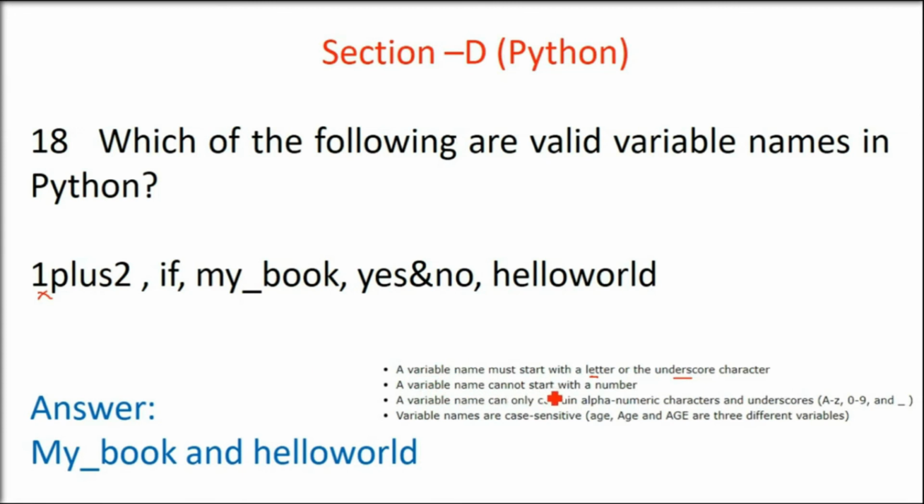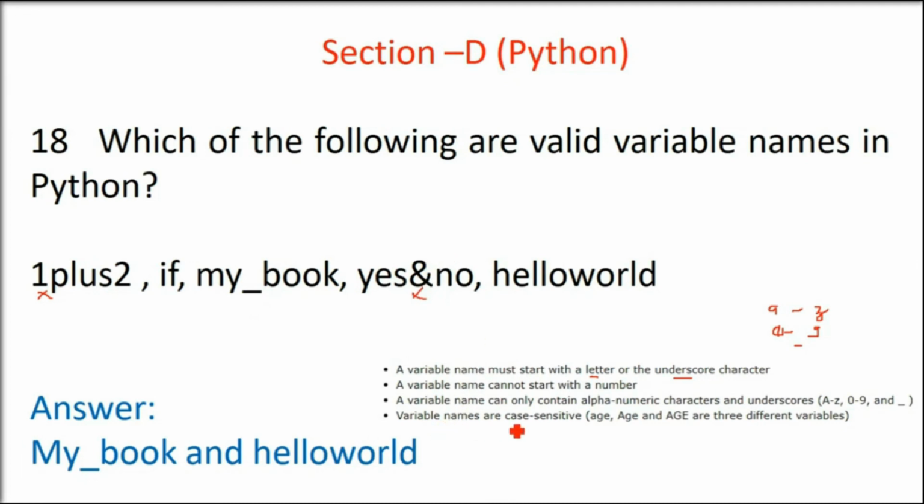Now, third is a variable can only contain alphanumeric characters and underscores. Alphanumeric is small a to small z, capital A to capital Z, and 0 to 9, and underscore. Only underscore. Underscore is like this one, my underscore book. So that means this is rejected. Ampersand sign will be rejected. It fails the test.